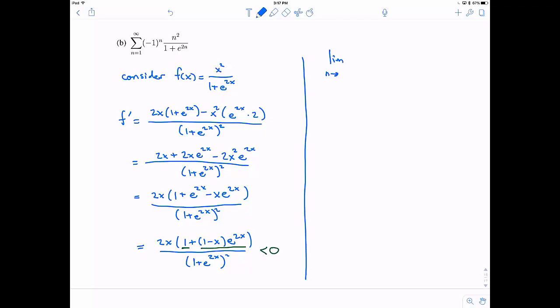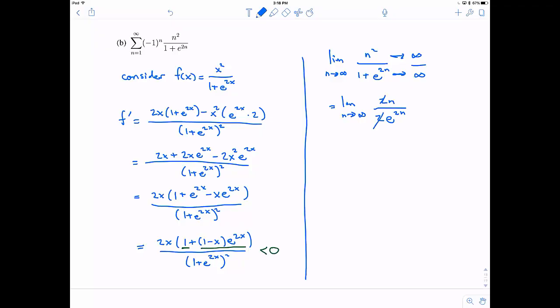The other thing we need to show is, what about this limit, right? So we take the limit of n squared over 1 plus e to the 2n, and I would like to show that this approaches 0. Well, we can apply L'Hopital's rule, right? So these are both heading towards infinity. So L'Hopital's rule says that this should be the same as the limit of 2n divided by, well, this would be e to the 2n and then times 2.